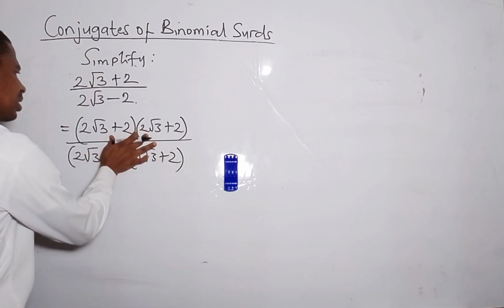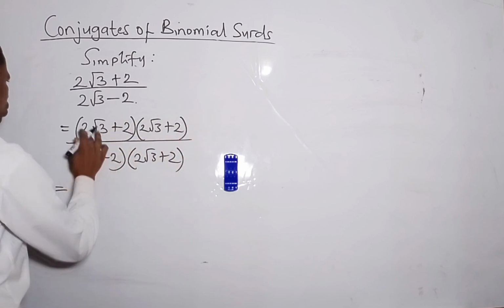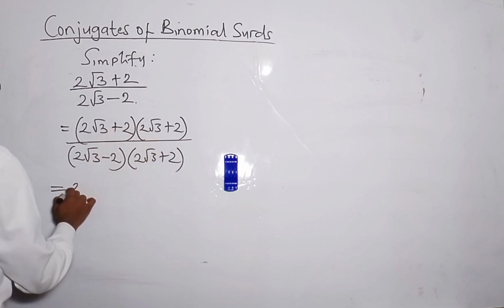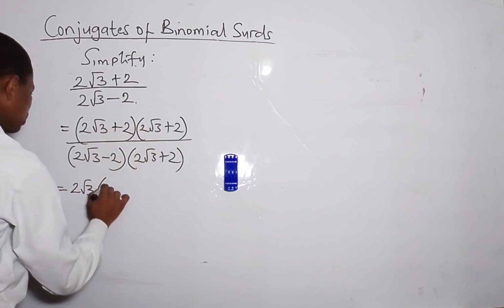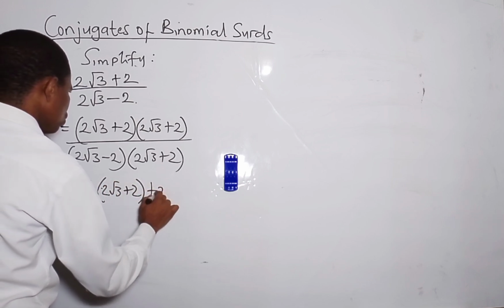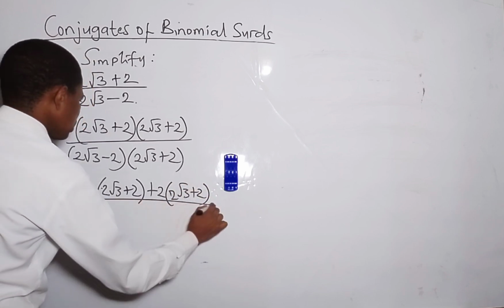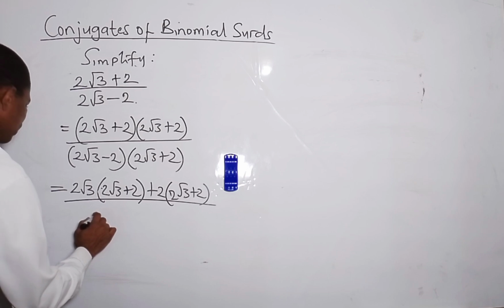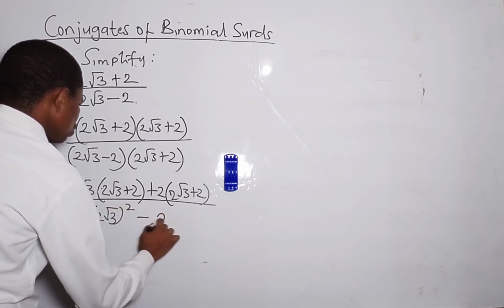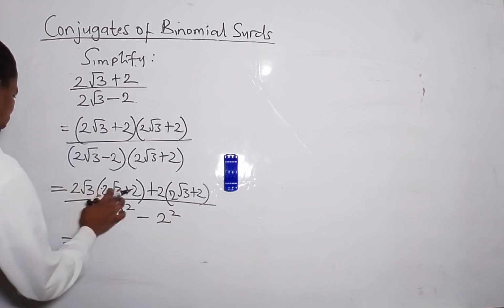So what do we do? These are not conjugates because they're exactly the same, so we express 2 times 2, 4, 4 times 3, 12. This will give us 2 root 3 plus 2 into 2 root 3 plus 2, over the difference of two squares: 2 root 3 squared minus 2 squared.